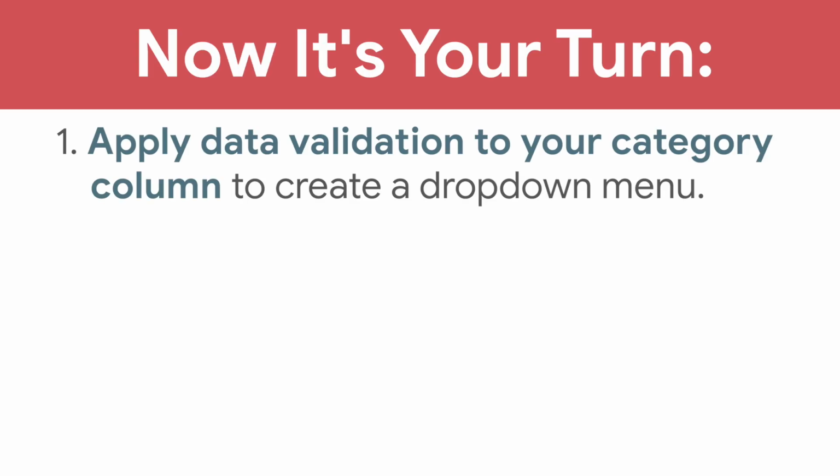By using the drop-down menu, you avoid spelling mistakes and save time typing. Most importantly, you ensure that you have an accurate budget. Now it's your turn. Apply data validation to your category column to create a drop-down menu.